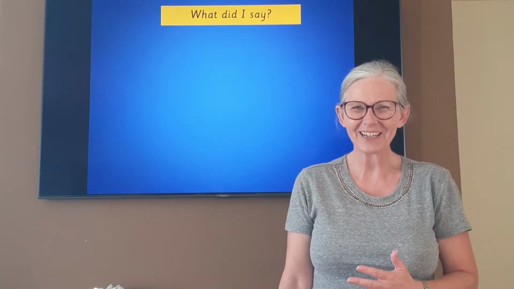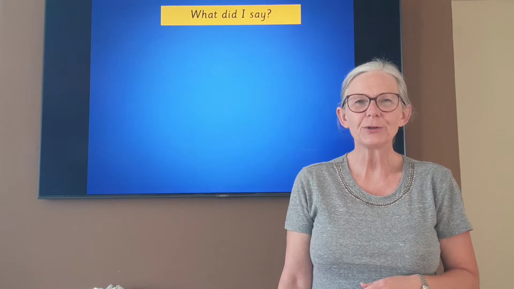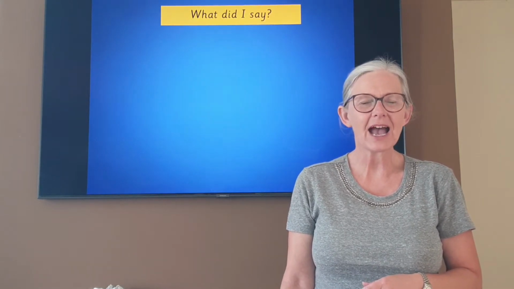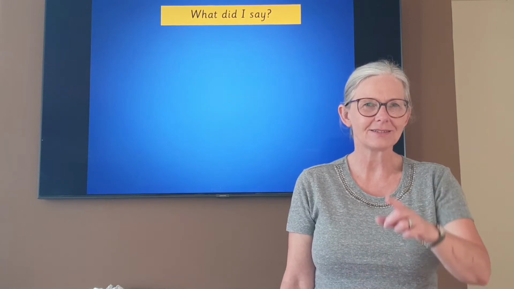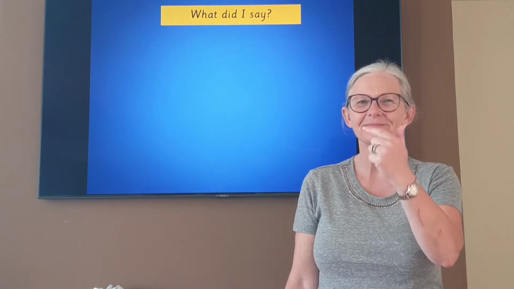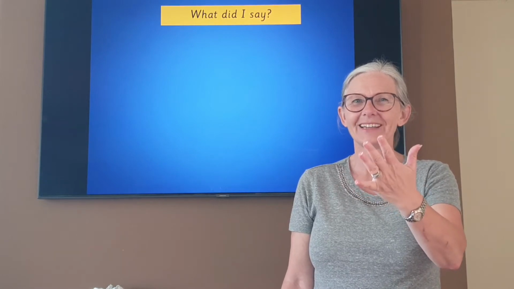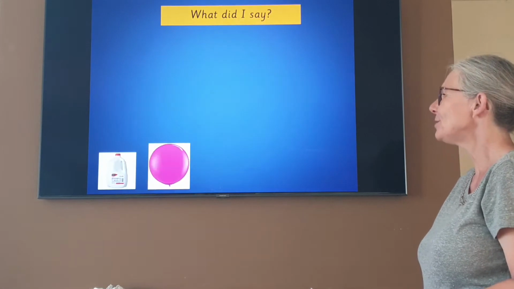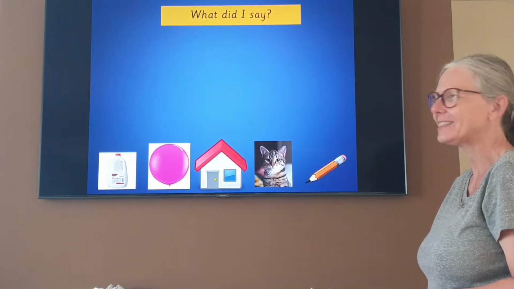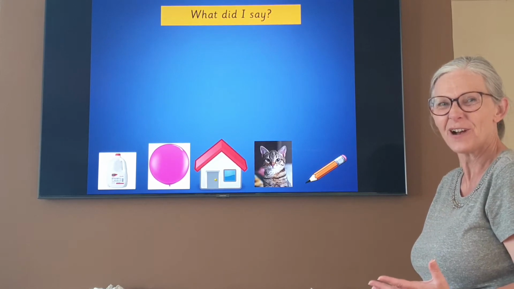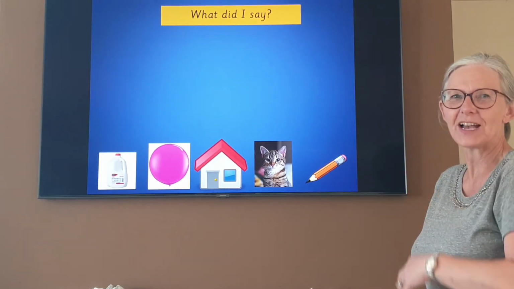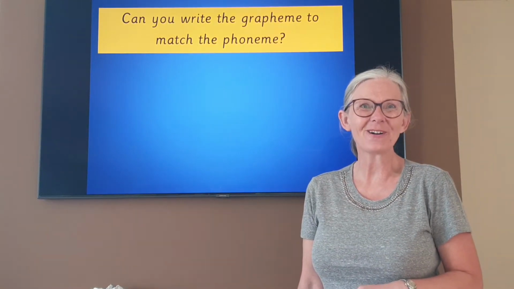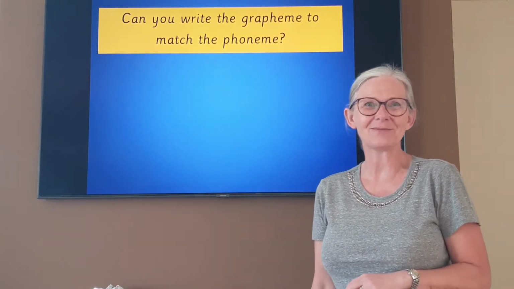So listening carefully. Milk, balloon, house, cat, pencil. Milk, balloon, house, cat, pencil. You say them? Think you got all five? Let's say them together. Are you ready? Milk, balloon, house, cat, pencil. Did you get all five in the right order? Fantastic. Okay, you need your pencils now because you are going to write some graphemes for me and some words.